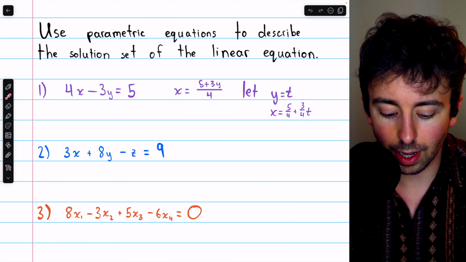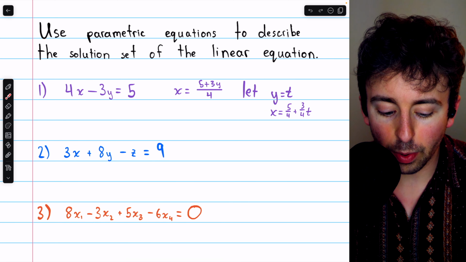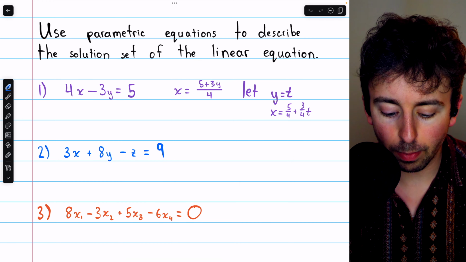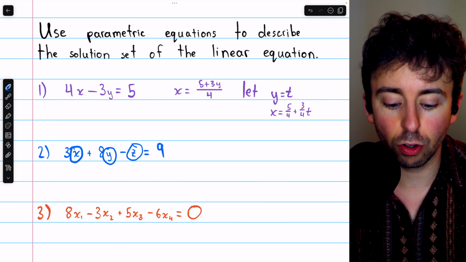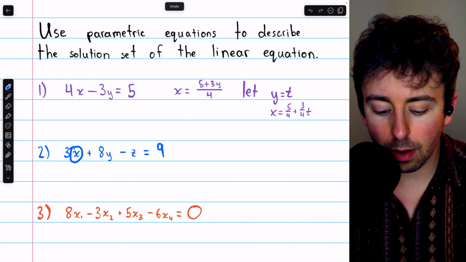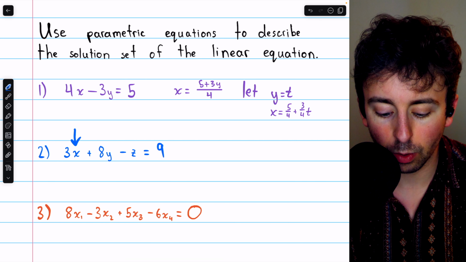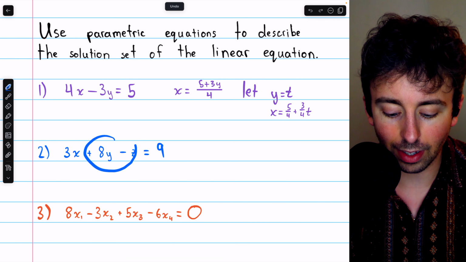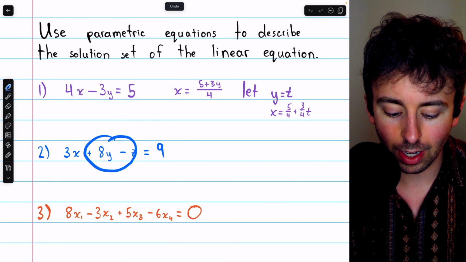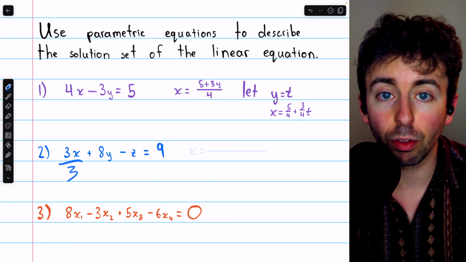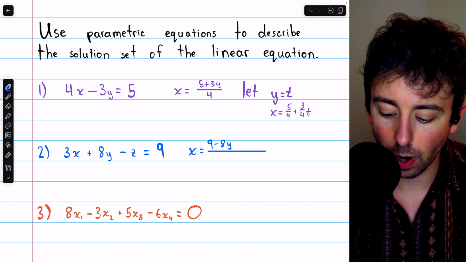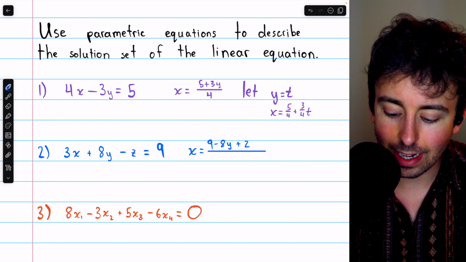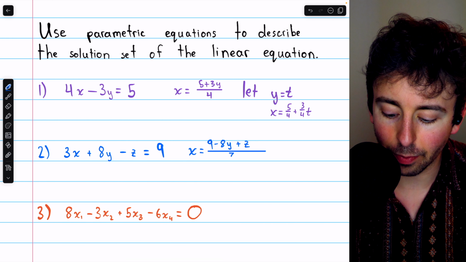We'll do a similar thing in this second example, although in this case we have the one equation, but we have 3 variables. So in this case, we'll actually have 2 parameters. But again, we'll begin by solving for the leading variable, which is x. So we'll move this other stuff to the right side of the equation, and then we'll divide by 3. We would subtract 8y from both sides, so 9 minus 8y. And then we would add z to both sides, and then we would divide everything by 3.